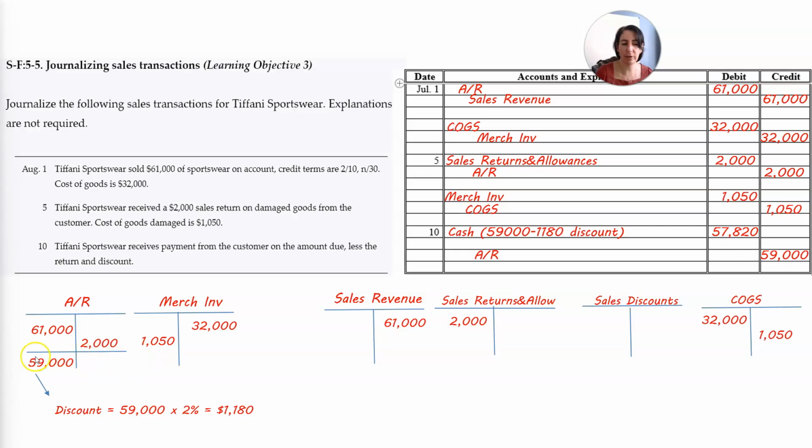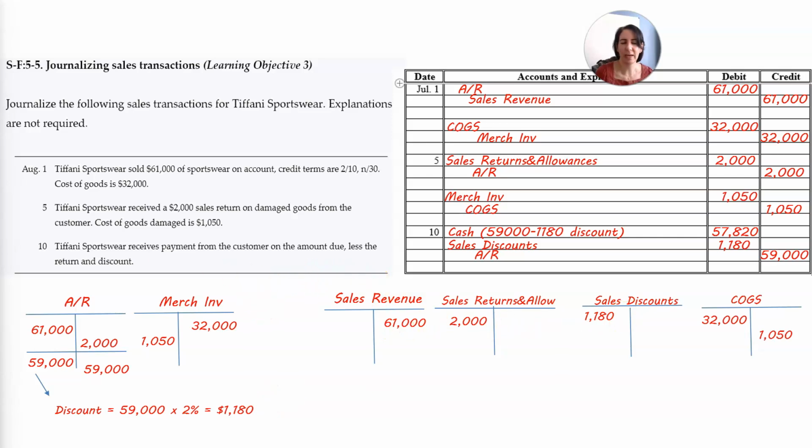And the receivable, we have to take the whole receivable off the books, all $59,000 of it. And we have the account sales discounts. There's sales discounts. So we had returns, and we have sales discounts when we offer that kind of discount. There's the amount.